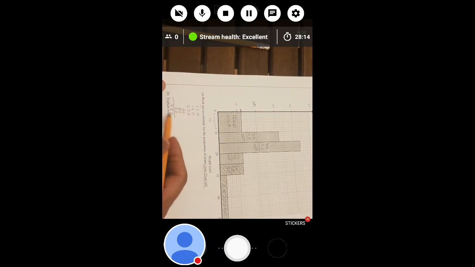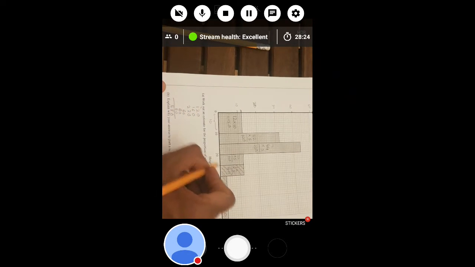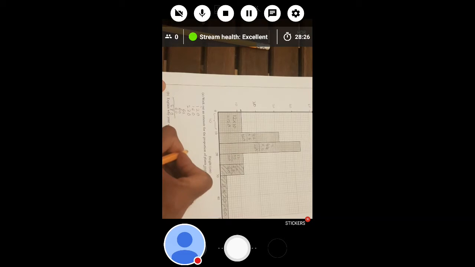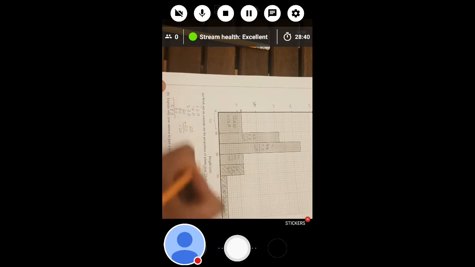680. Let me double check. That's 0, 8, 10, 16, 22, 28, 3, 4, 5, 6. Okay, that's the total in terms of the number of units, 680. And what proportion is over 25 centimeters? 60 plus 60 is 120. So I've got 120 over 680.